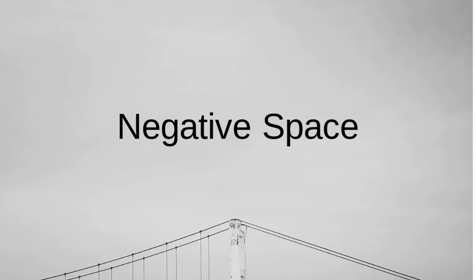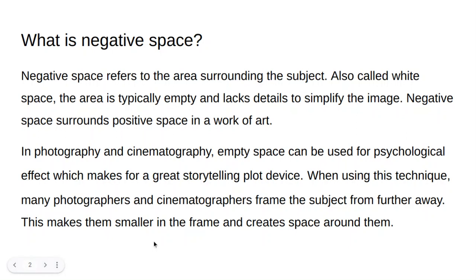Today's topic is all about negative space. So what is negative space? Negative space refers to the area surrounding the subject. People call it white space. The area is typically an empty area of an image and lacks any meaning, so the image has little to no detail to it. That's the way to simplify an image, basically. So negative space surrounds the positive space in a work of art.